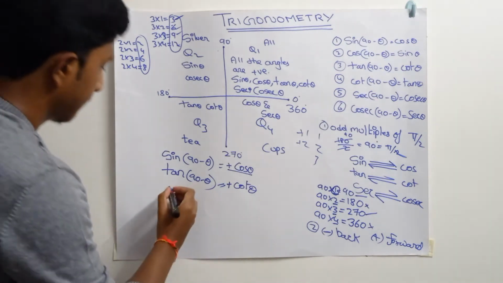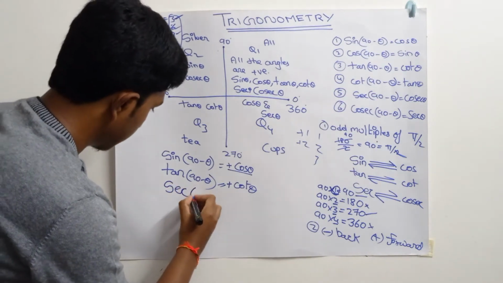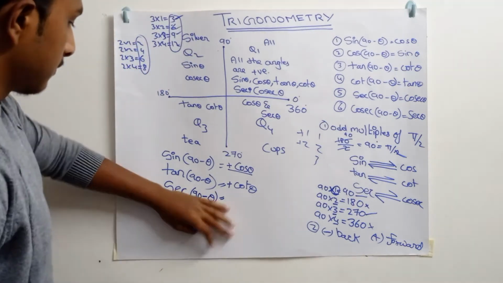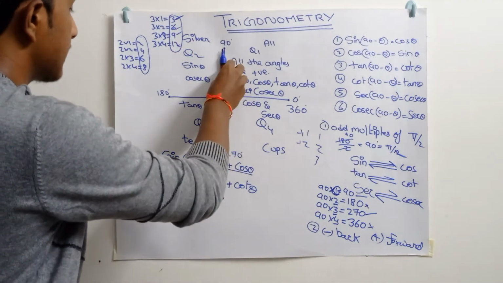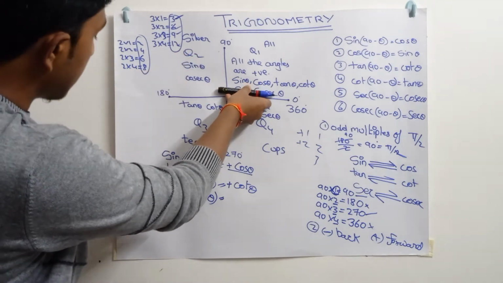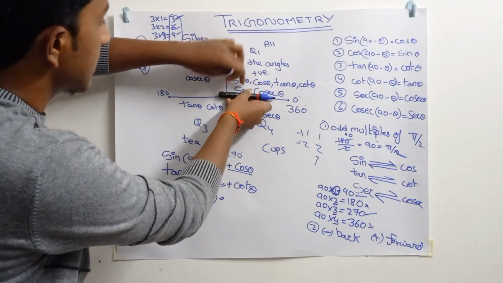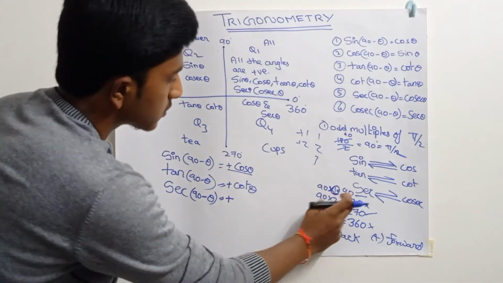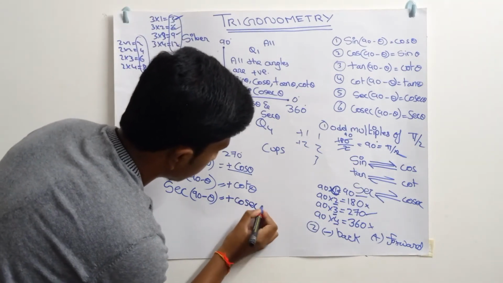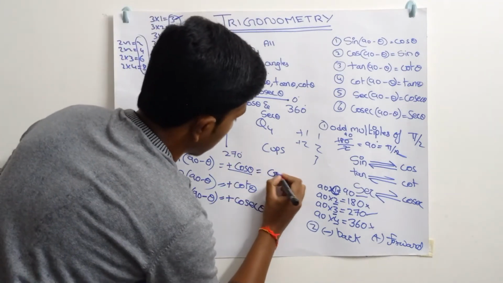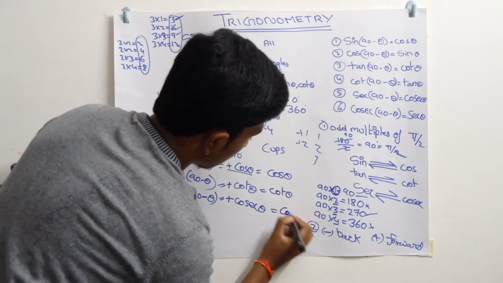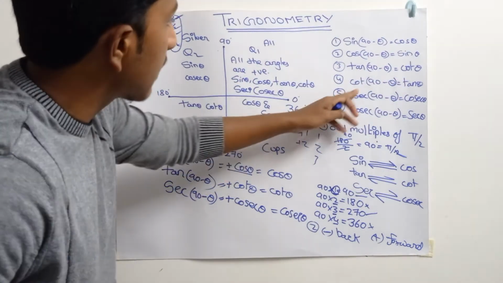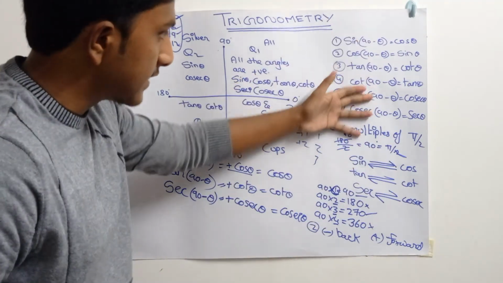Shall we do for secant? Secant 90 minus theta. Again 90 minus means first quadrant. In the first quadrant, is secant positive or negative? Sine, cos, tan, cot, secant, cosecant. Yes, secant is positive. Write the positive sign here. 90 is an odd multiple of pi by 2, so secant changes to cosecant theta. So sine 90 minus theta is cos theta, tan 90 minus theta is cot theta, secant 90 minus theta is equal to cosecant theta. This is the way of writing these identities.